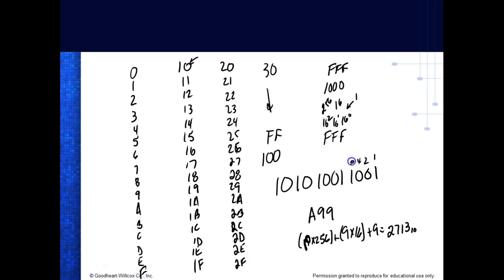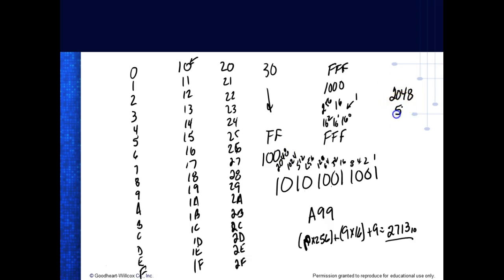1, 2, 4, 8, 16, 32, 64, 128, 256, 512, 1024. Did I skip one? Okay. 1, 2, 4, 8, 16, 32, 64, 128, 256. So we've got a problem with this right here. Y'all sure that's right? Oh, I'm sorry. This is 2048. Okay, so let's add 2048. Everybody can do this without a calculator, right?